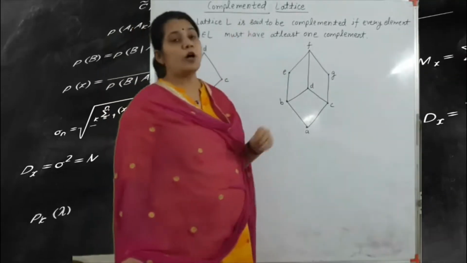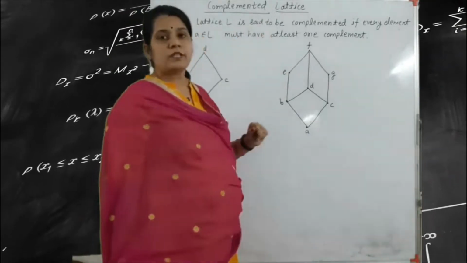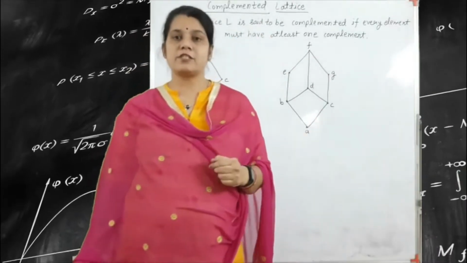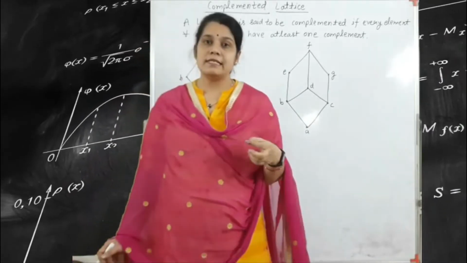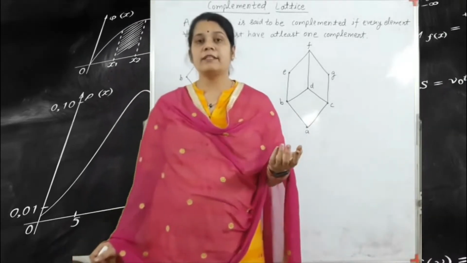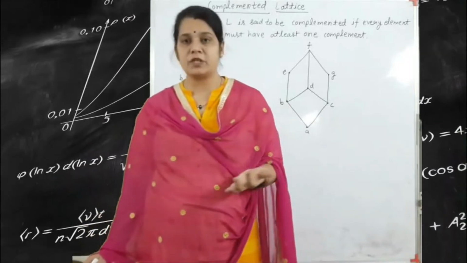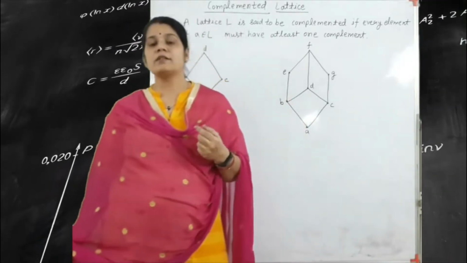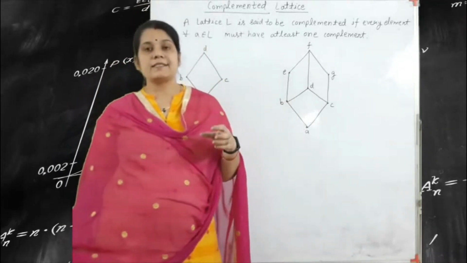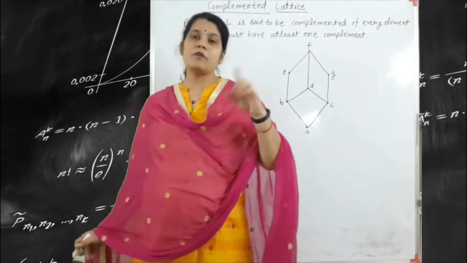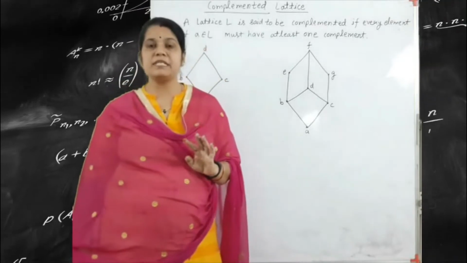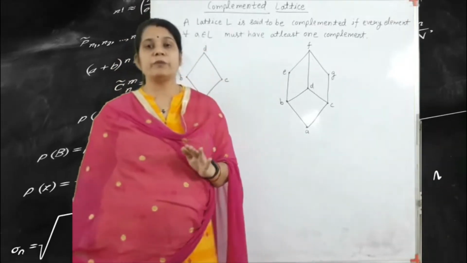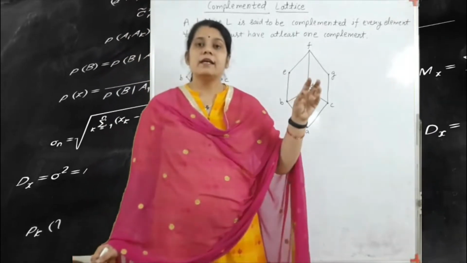Today the topic is the complemented lattice. We have already seen in our last lecture what a lattice is, what the complement of a lattice is, and what a distributive lattice is. According to the definition of a distributive lattice, every element has either 0 or 1 complement. That means at most one complement is present in the Hasse diagram.